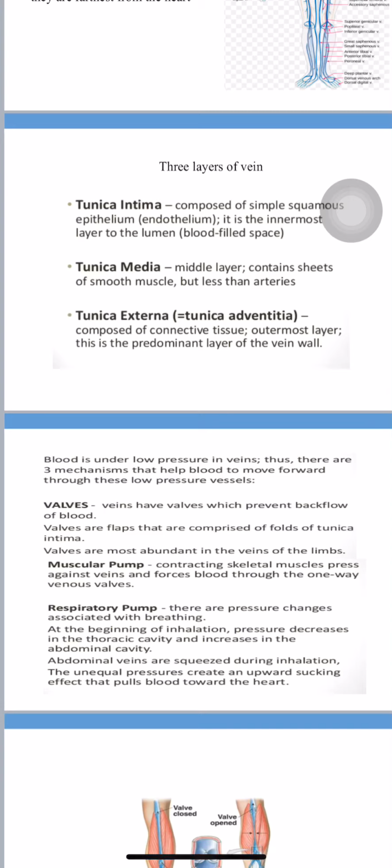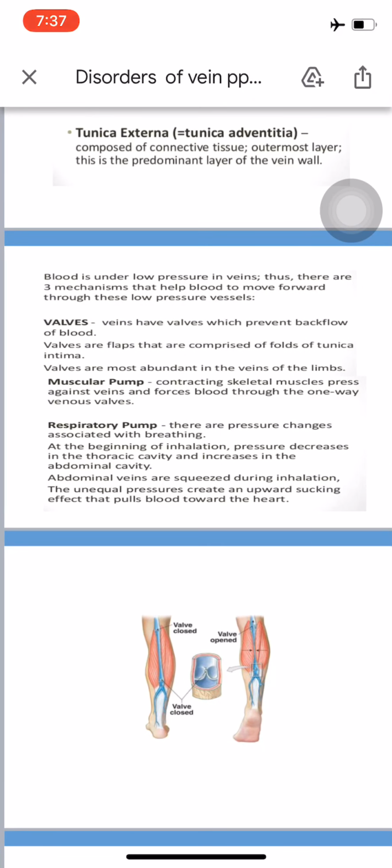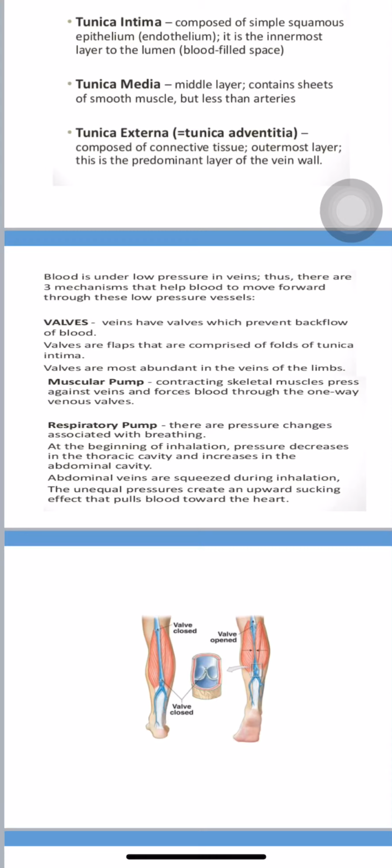Next is about the three mechanisms that help. We know that the blood in veins is under very low pressure, so there are three mechanisms which help the blood to move forward through these low pressure veins or vessels. The first is valves. The veins have valves which prevent the backflow of blood. The valves are flaps comprised of folds of tunica intima, and the valves are most abundant in the veins of the limbs. Next is the muscular pump, the muscular pumping mechanism.